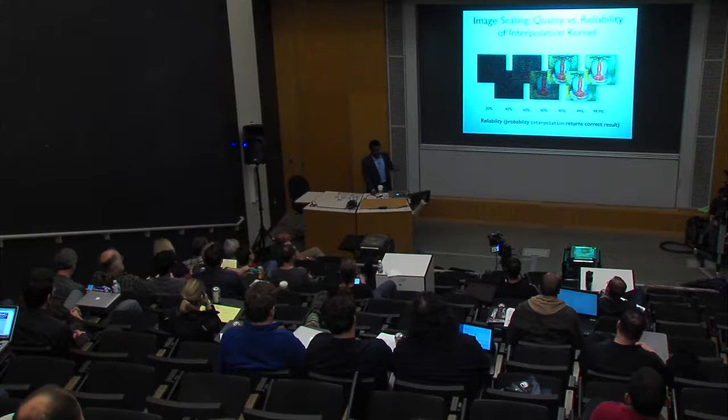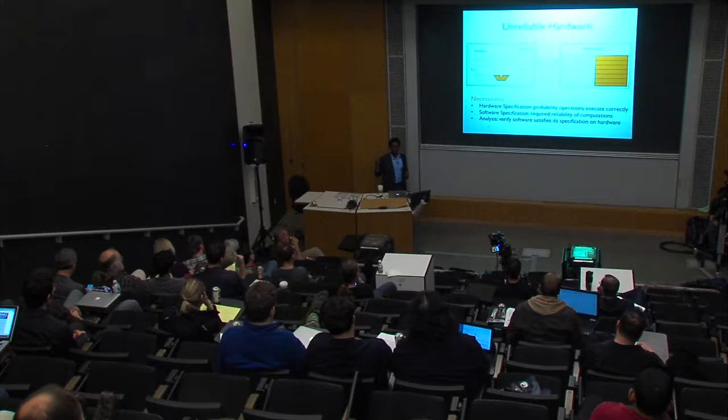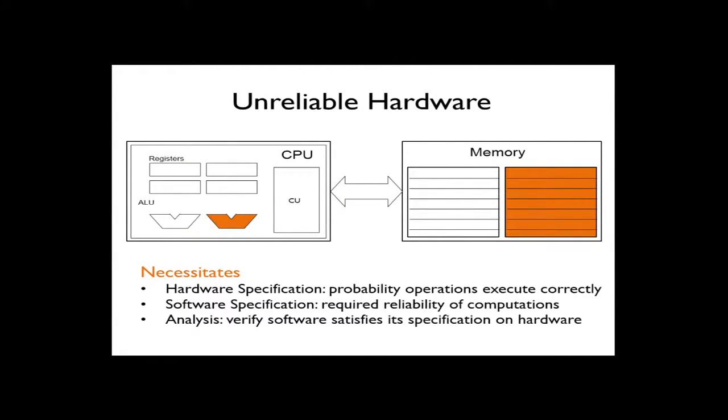So what that means is, if you want to have some confidence that you're getting accurate enough answers out of your application, you really need a little bit more than just this distinction between reliable and unreliable computation. In fact, you need additional information, right? So you need a hardware specification. It's going to tell you the probability that these operations execute correctly. I also need a software spec that tells me the required reliability of interpolation so that as a whole, I get an acceptable quality scaled image. And then finally, I need an analysis, coming from the programming language standpoint, that allows us to verify that this software, when executed on this hardware, will satisfy the specification and therefore allow you to get acceptable results.